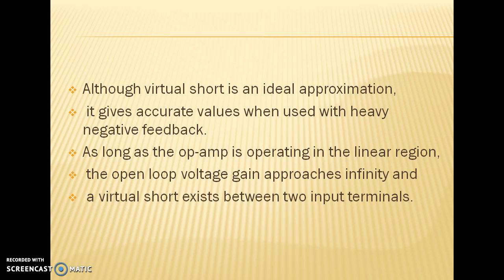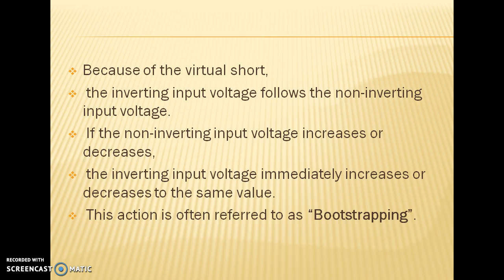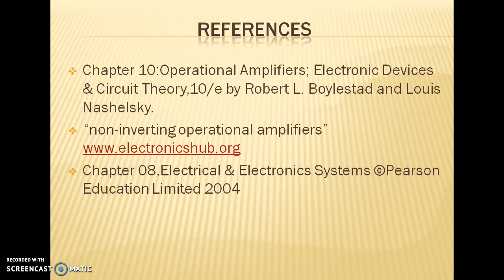Although virtual short is an ideal approximation, it gives accurate values when used with heavy negative feedback. As long as the op-amp is operating in the linear region, the open loop voltage gain approaches infinity, and a virtual short exists between the two input terminals. Because of the virtual short, the inverting input voltage follows the non-inverting input voltage. If the non-inverting input voltage increases or decreases, the inverting input voltage immediately increases or decreases to the same value. This action is often referred to as bootstrapping. Here we close the section.